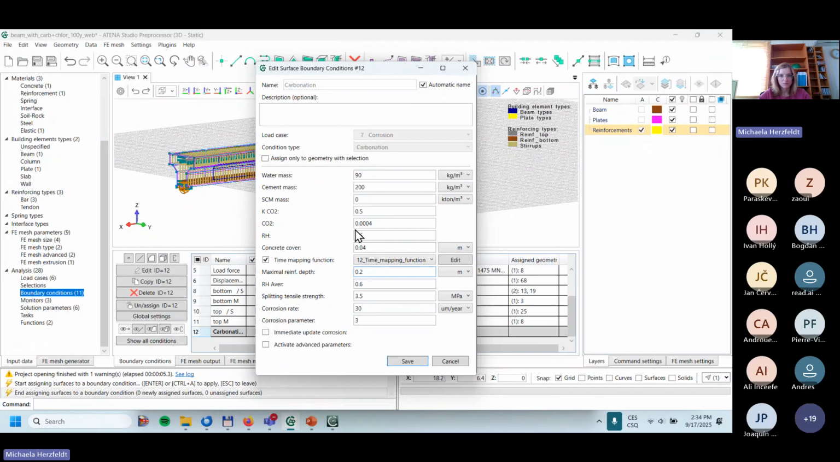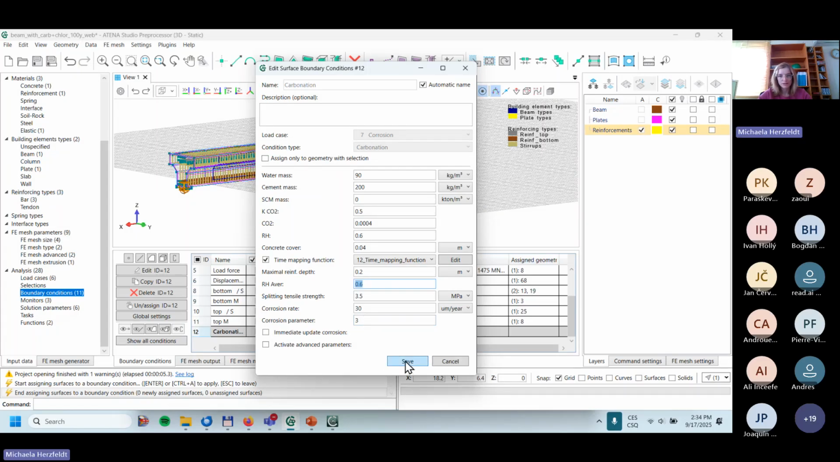Yeah, we will leave the same relative humidity because this one is for carbonation and this one is for corrosion. Splitting tensile strength, that of course depends on the concrete that you have. So I can leave this one as an example. And this is a corrosion parameter that depends if it is pitting corrosion or uniform corrosion. That is something that you can find in the documentation, what you prefer to apply.